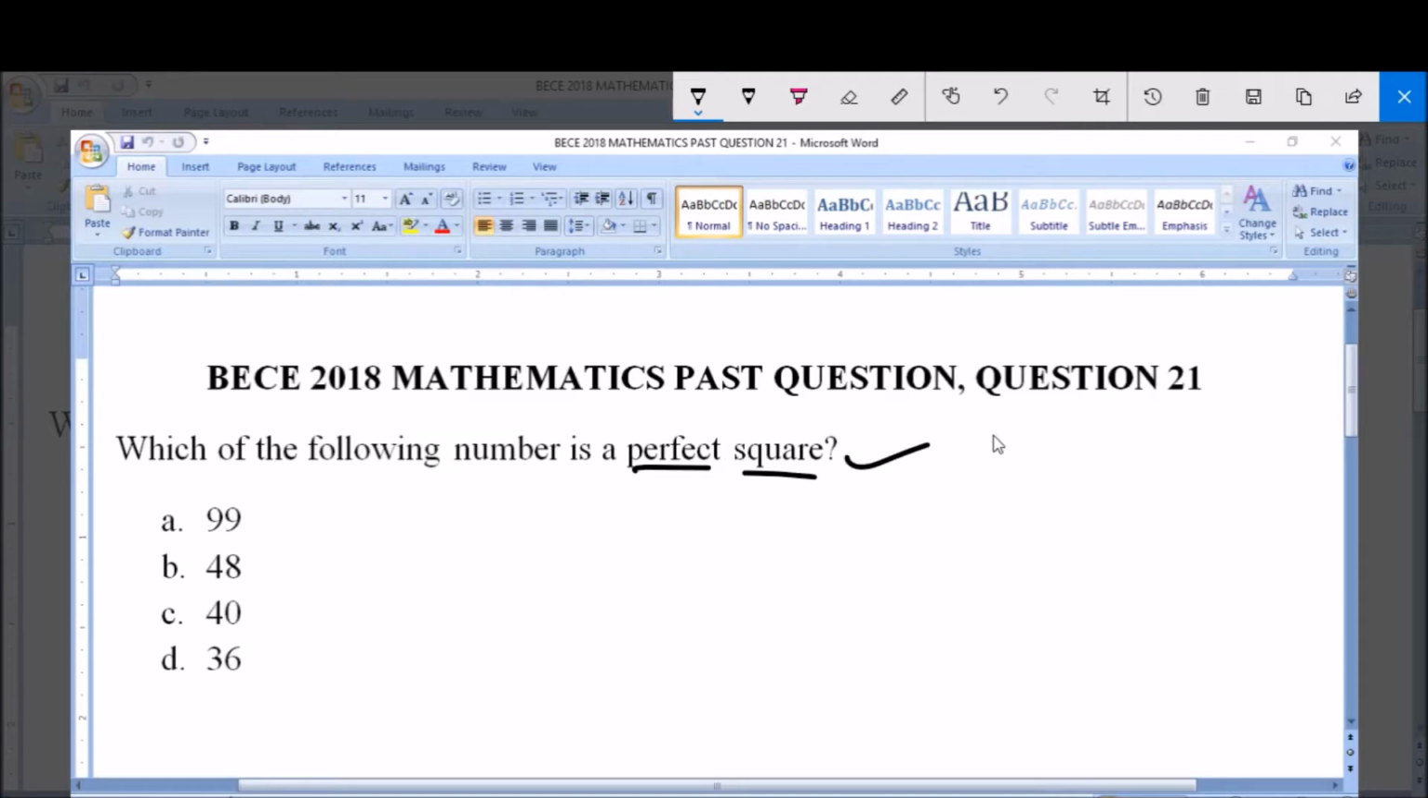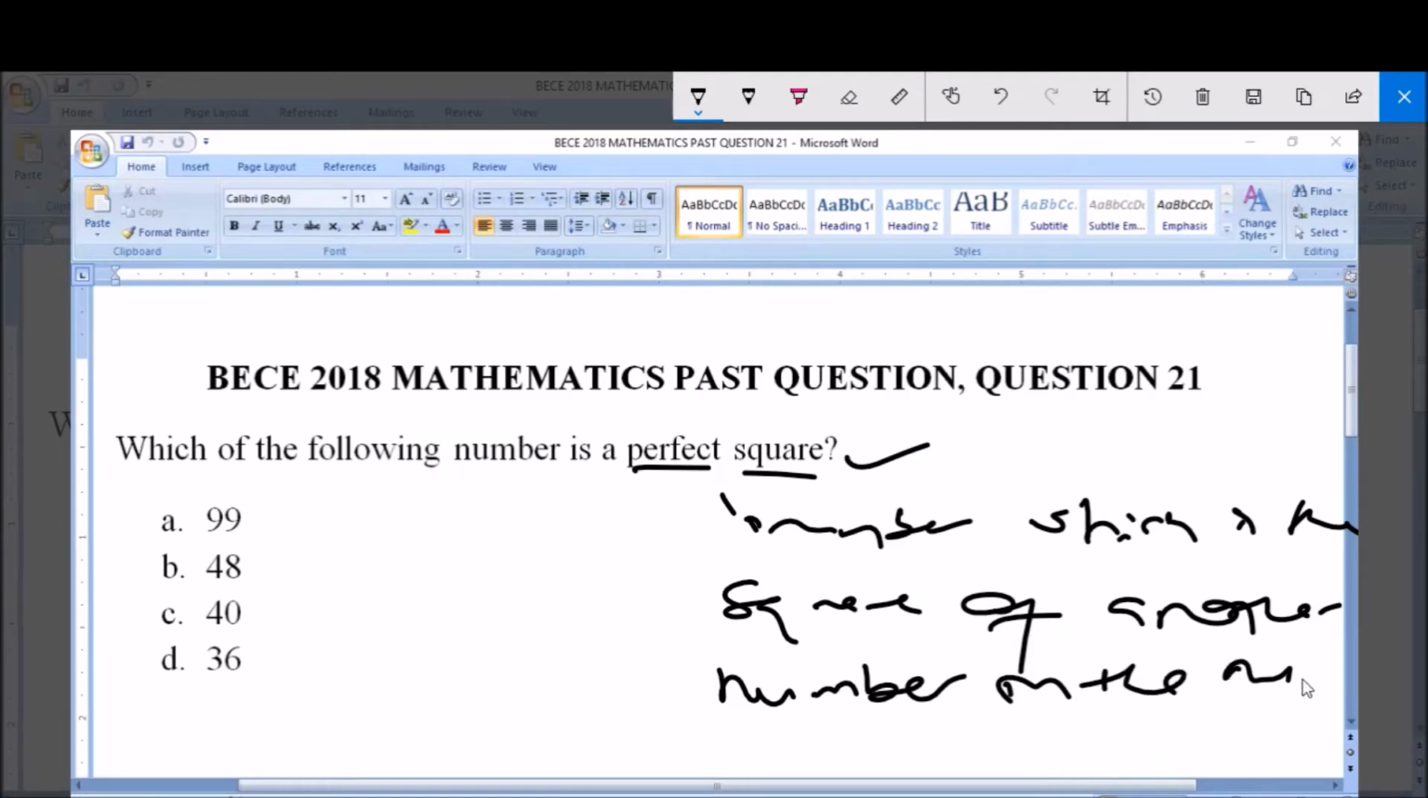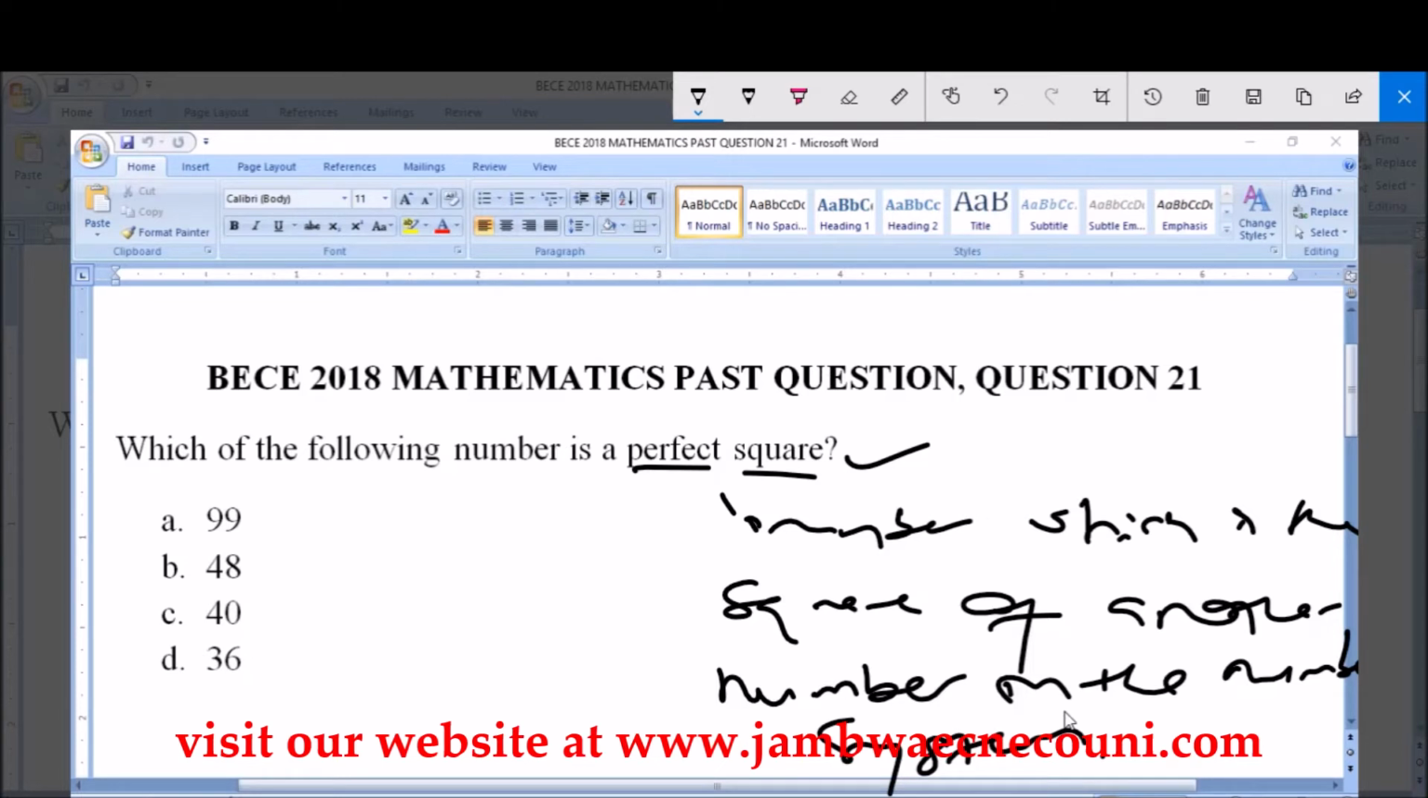Now you have to understand the meaning of perfect square for you to pick any option here. A perfect square is simply a number which is the square of another number in the number system.